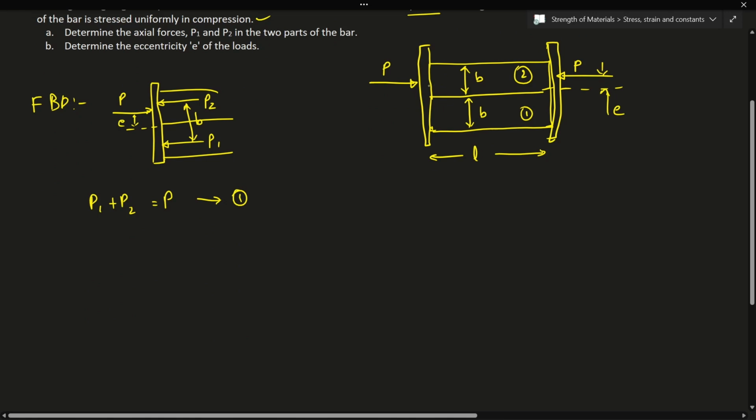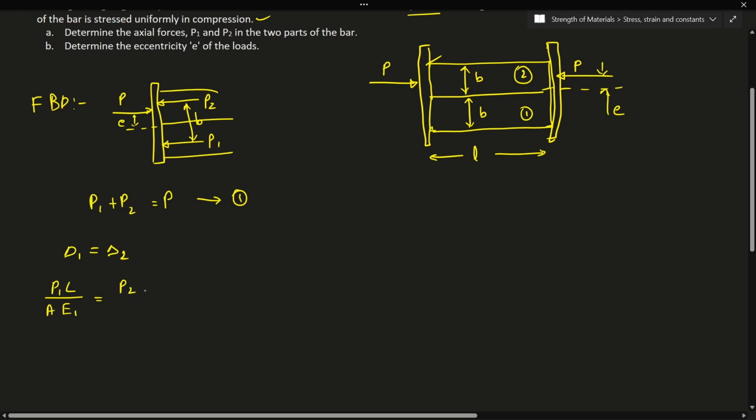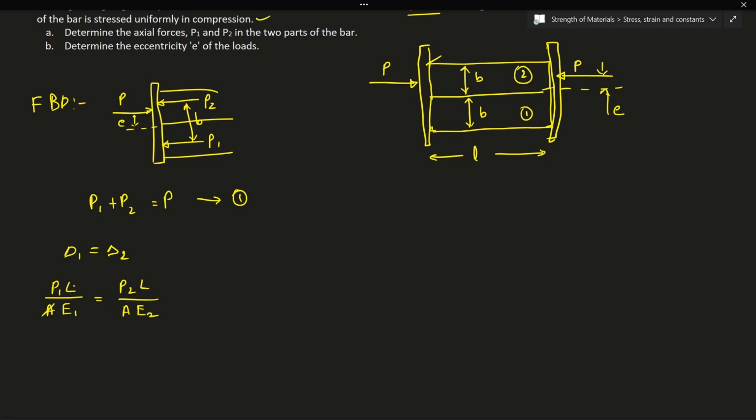Okay, now since these two plates are held by a rigid plate, the deflection in both of these materials will be the same, meaning that delta 1 will be equal to delta 2. Straightforward, I'll be applying the formula again. P1 L divided by A E1 is equal to P2 L divided by A E2, and again AL will be cancelled, so the remaining, I'll write in terms of P1, is given by E1 by E2 into P2.